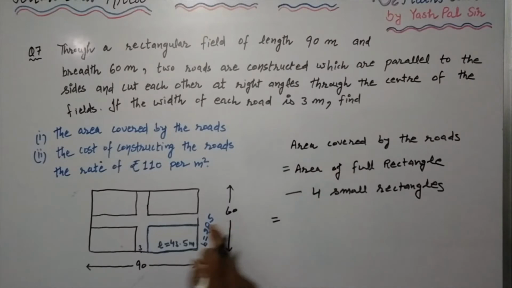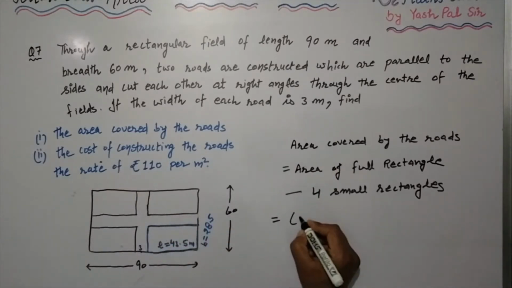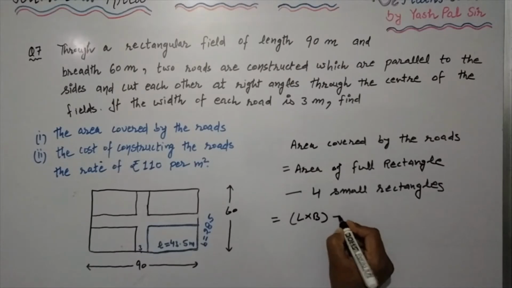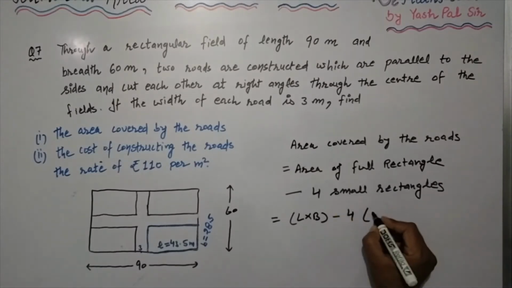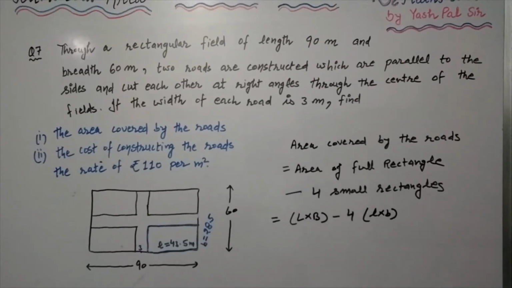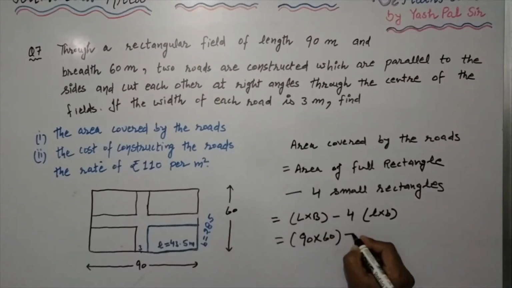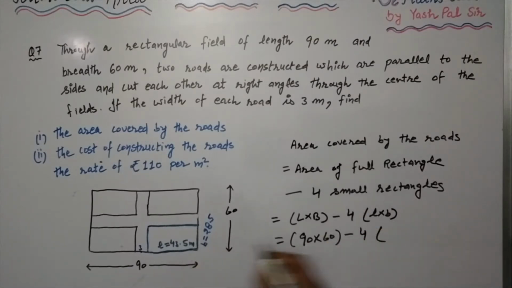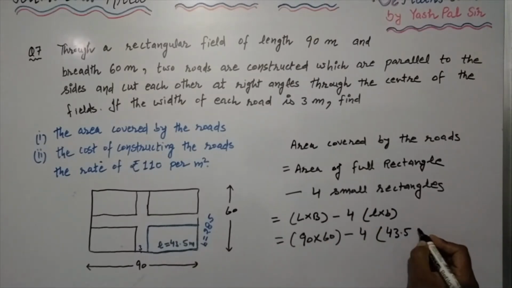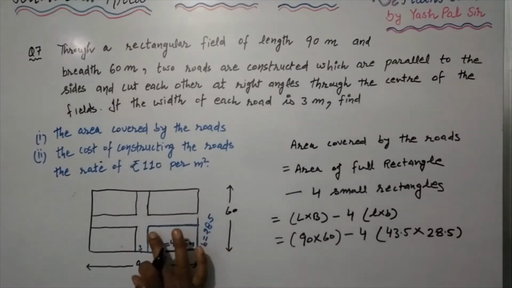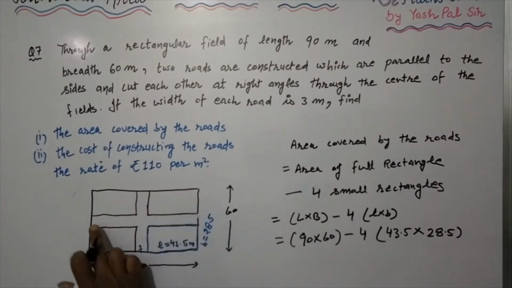So here, the area of the bigger rectangle is length into breadth, minus 4 times the small rectangle's length into breadth. What is L? This is 90. What is B? This is 60. Minus 4 into what is small l? This is 43.5 into what is small b? This is 28.5. If we subtract these 4 rectangles, then only roads are left. So this way we can find the area.